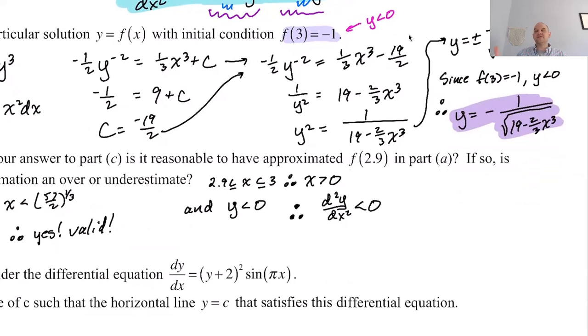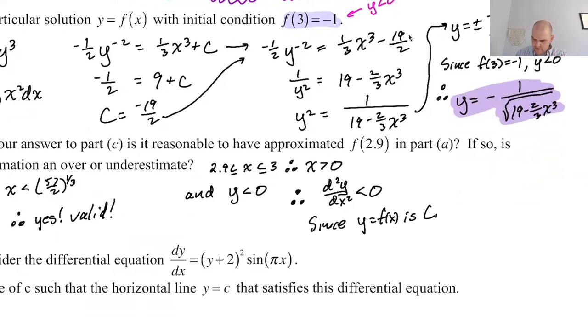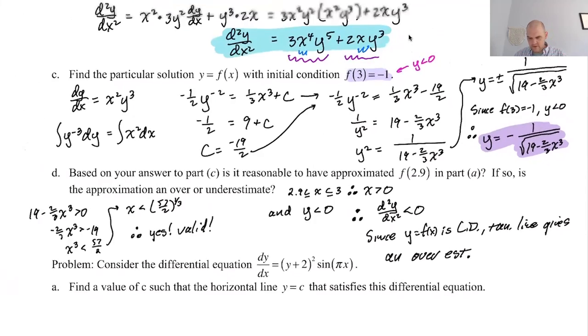So less than 0 means concave down. The solution is concave down. Concave down means the tangent line is above, which means we got an overestimate. So there. So I'm going to say since y equals f of x is concave down, tangent line gives an overestimate. Whew. This is a good problem. A lot going on in it.